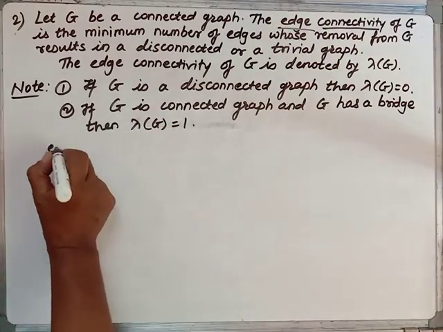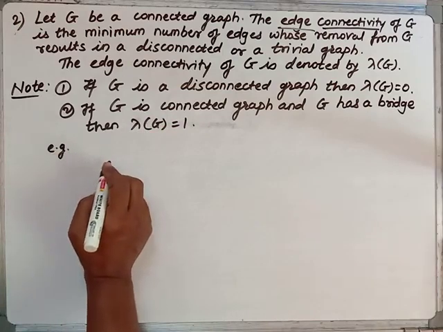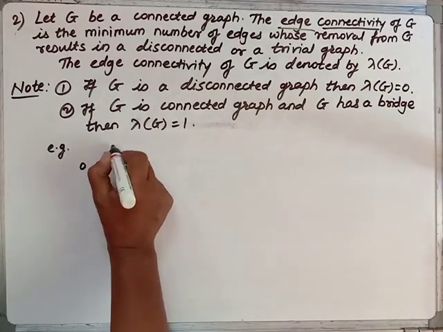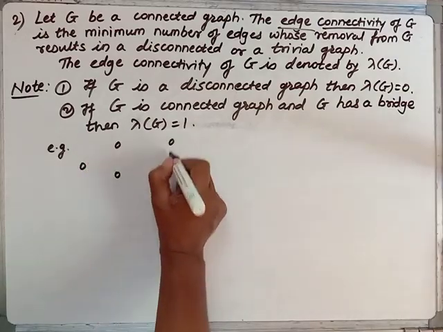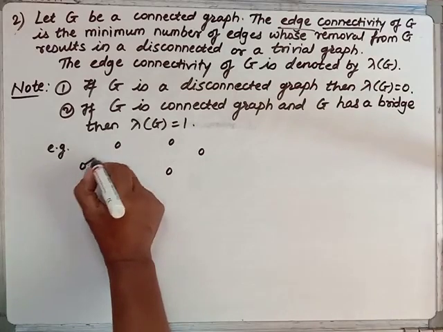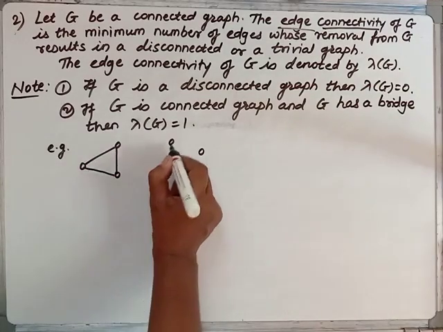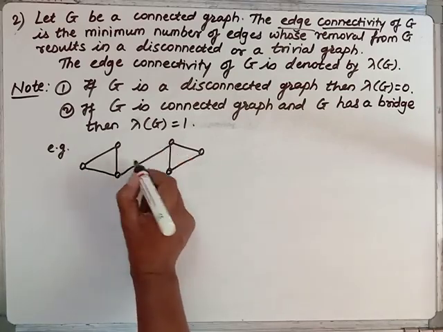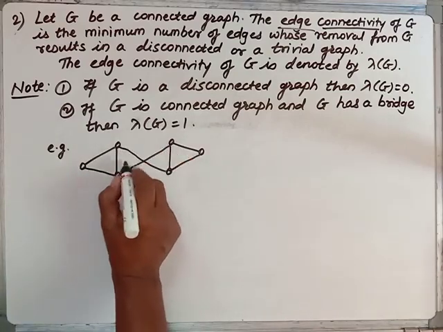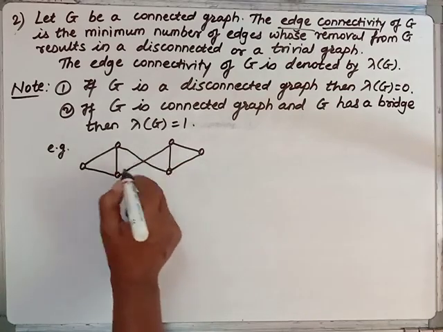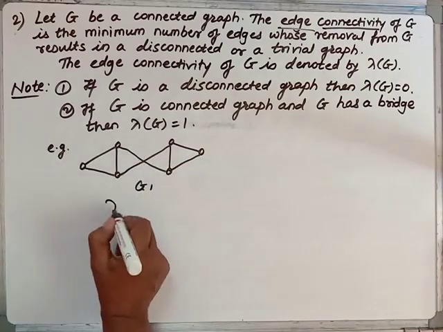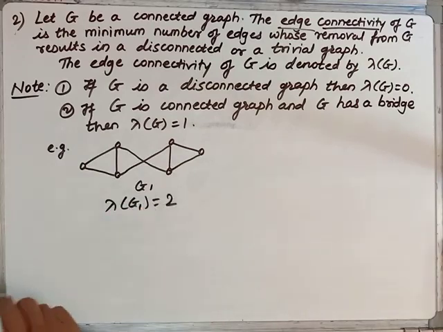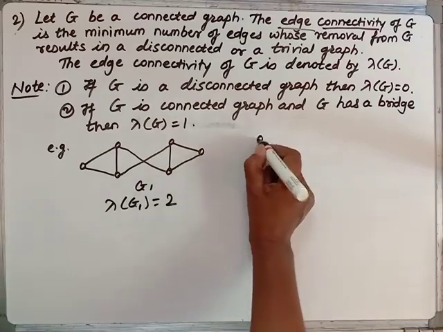For example, here these two edges give us a bridge. So here I can say lambda of G1, that is the edge connectivity of G1, is 2. Again, what about this?